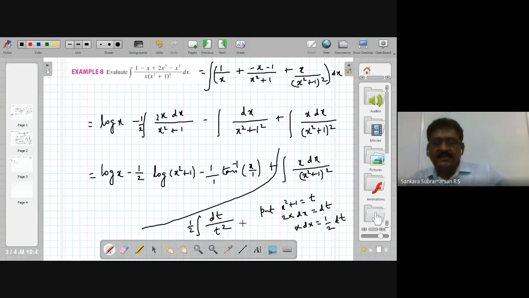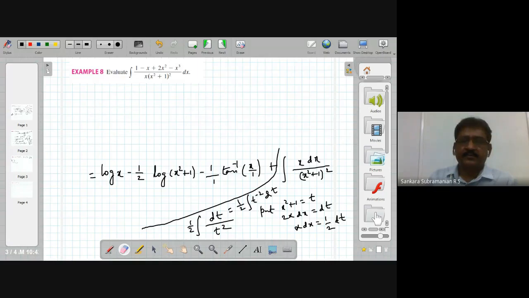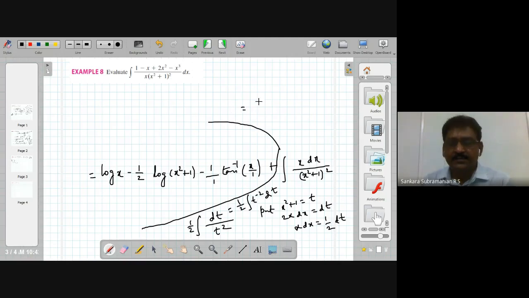Now this looks easy for us to evaluate because this is of the form t to the power minus 2 dt. So the answer could be 1 by 2 is there. t power minus 2 plus 1 is t power minus 1 by minus 1. So this is minus 1 by 2 times t. But t is my substitution. Minus 1 by 2 times t can be replaced with x square plus 1.